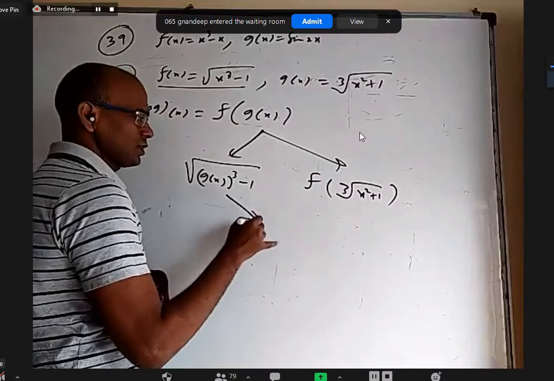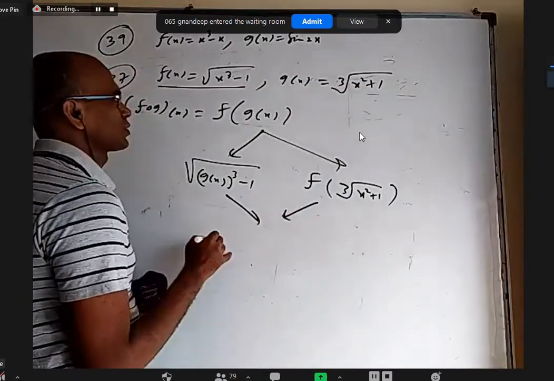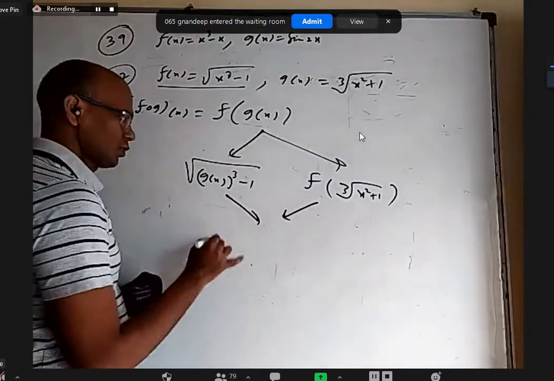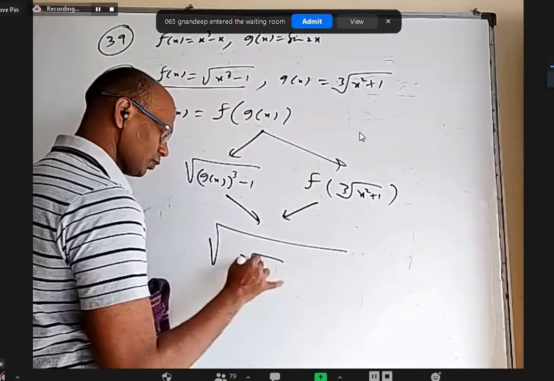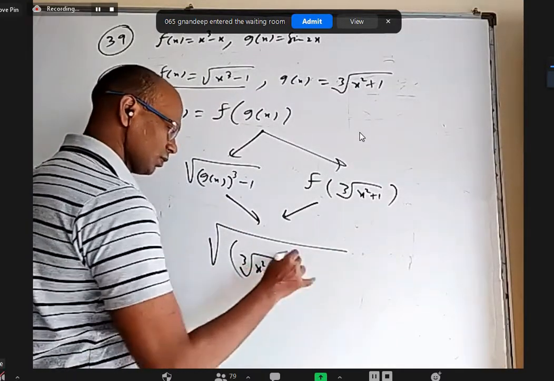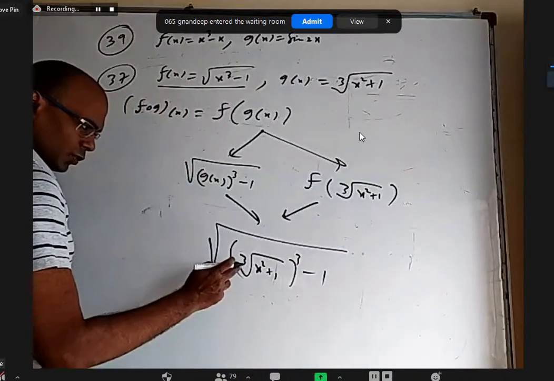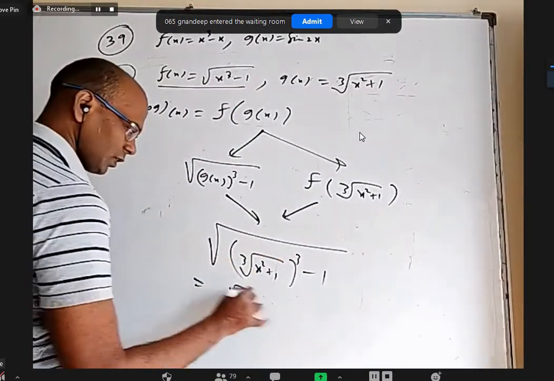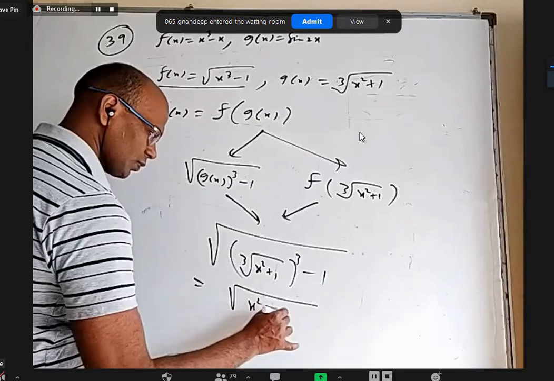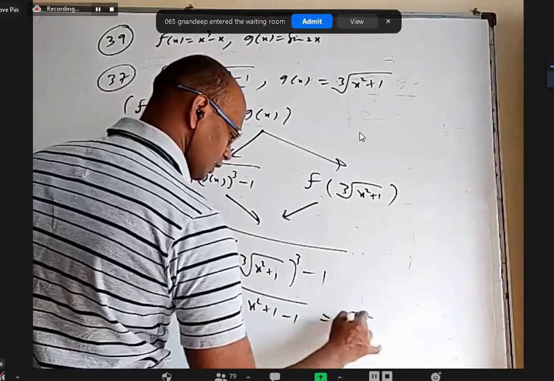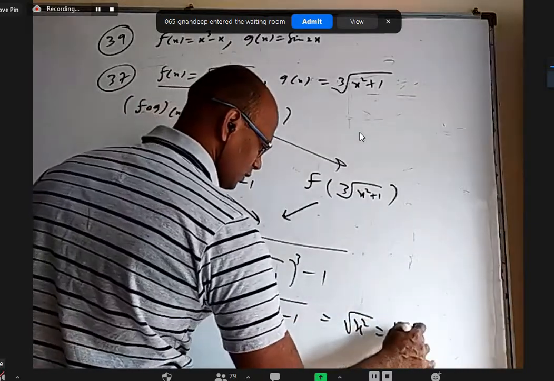Whether you do this or this, you'll get the same thing, which is square root of cube root of x square plus 1 whole cube minus 1. Cube root and cube will get cancelled. I'll get x square plus 1 minus 1, which is root x square. Root x square is not x, by the way, it is mod x.